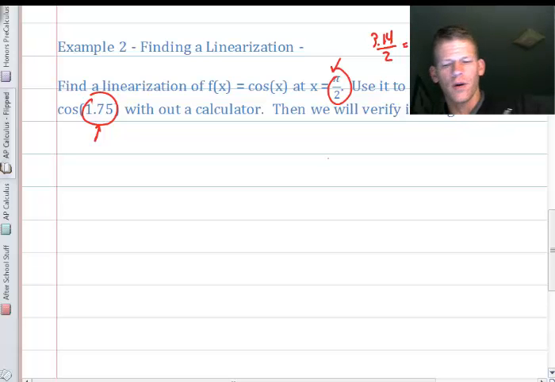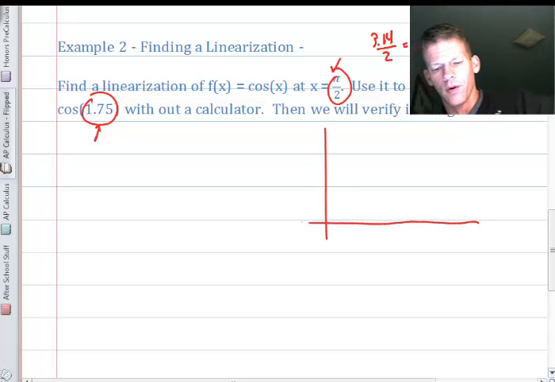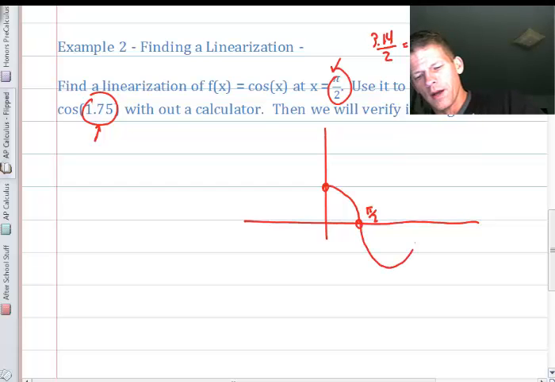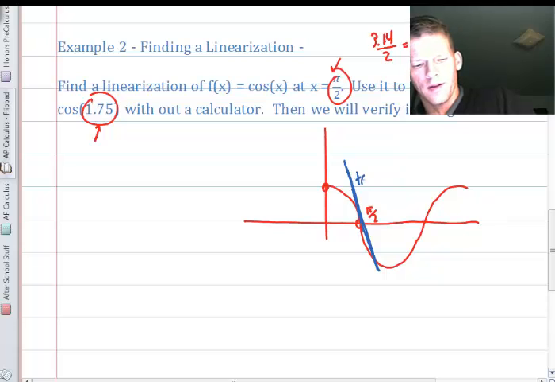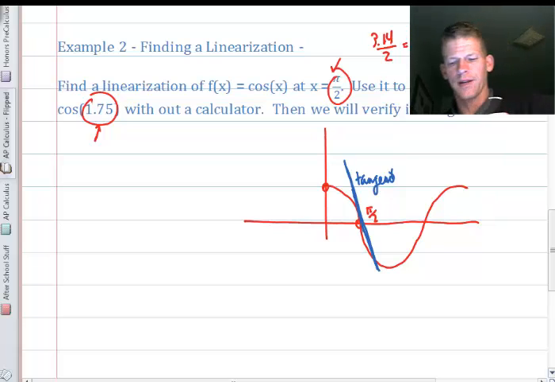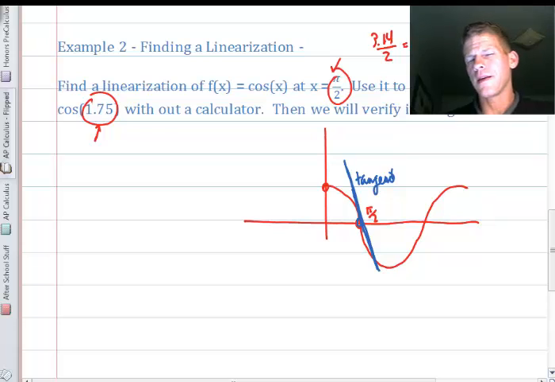So I'm going to draw a picture of cosine just to illustrate what we're doing here. Cosine starts at 1, and by pi over 2, it's going through 0, and it's going to do this kind of thing. This is kind of an exaggerated cosine function, but here would be my tangent line. I know you're not really thinking this is a great idea, but this is an exaggeration. You get the idea.